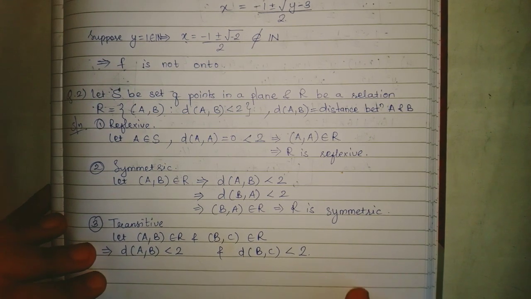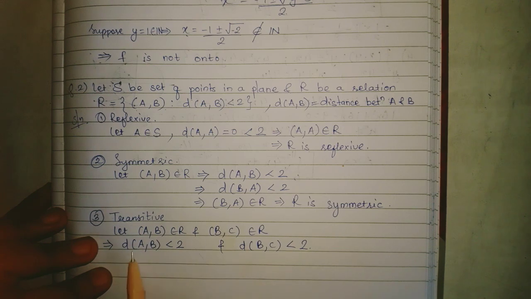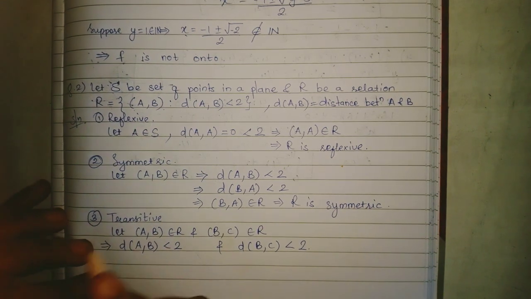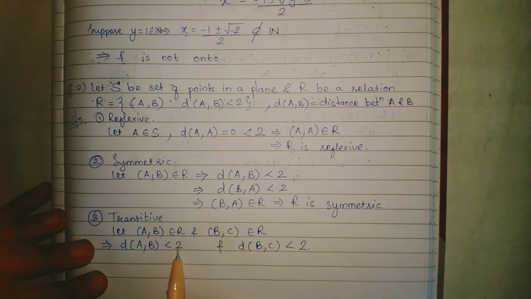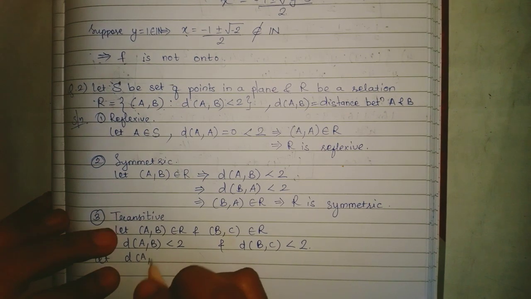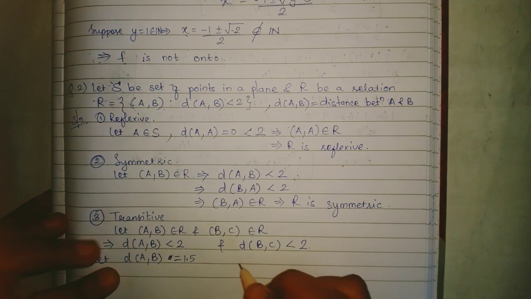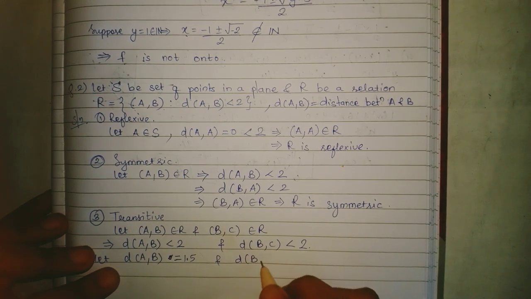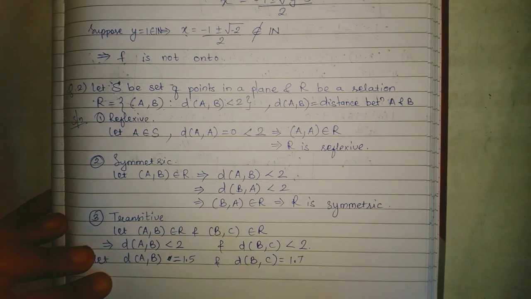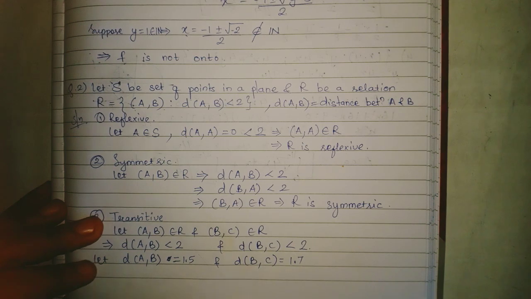Now here, if you directly write that the distance between A and C is less than 2, that is not true. Because if we take any example, you have to prove this by example because numbers are involved. Let's say the distance between A and B is less than 2, I'm taking it to be 1.5, and the distance between B and C I'm taking to be 1.7. So both are less than 2.